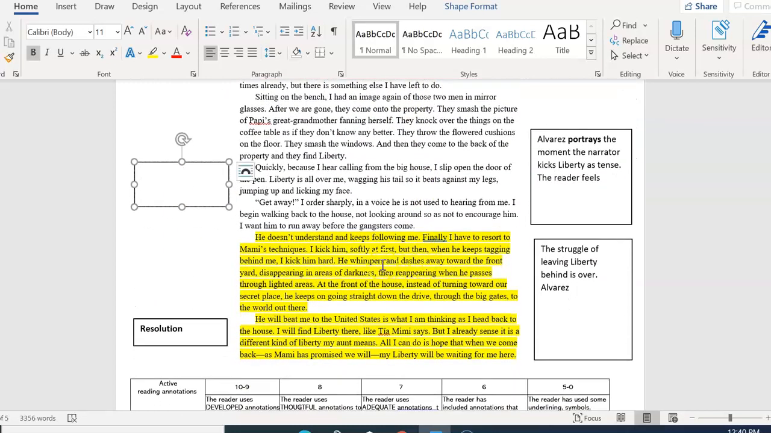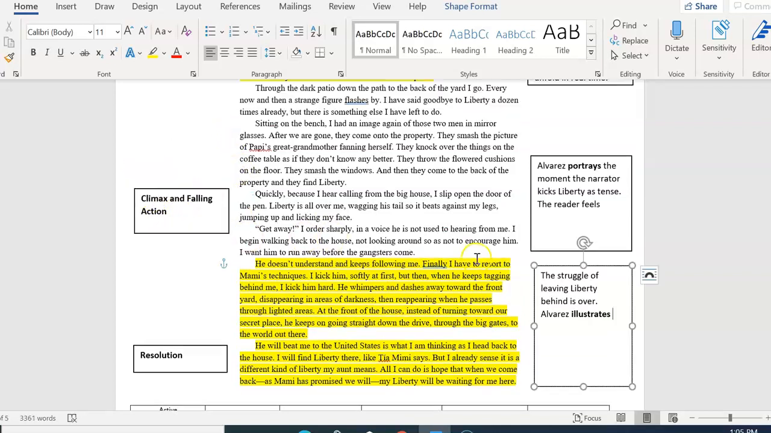So now we're at the end. This is the part where Liberty comes and is trying to be with them and the family, and Julia has to basically kick him away, and it's really very, very sad actually. But she has to because she knows she has to choose the Liberty that's going to stick with her forever, which is the Liberty United States. So this is the climax and the falling action. Let's go ahead and write that in.